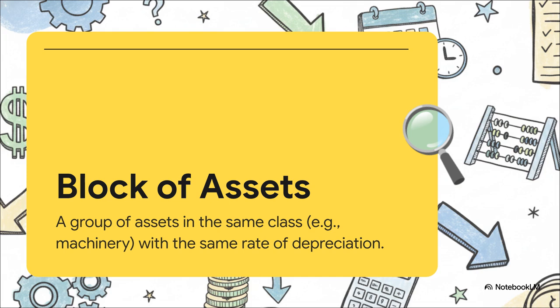Okay, here's a crucial point to remember about Indian tax law. We don't calculate depreciation on every single chair or computer individually. Instead, we group similar assets together into what's called a block of assets. The easiest way to think of it is like a bucket. All your office furniture goes into one bucket, all your plant and machinery into another, and you calculate depreciation on the total value of that entire bucket.